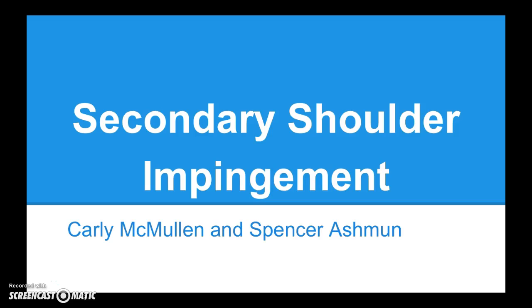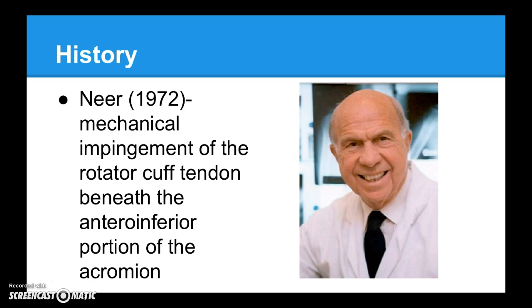The following presentation discusses the causes, presentation, diagnosis, and treatment of secondary shoulder impingement. Shoulder impingement was first described by Dr. Charles Neer in 1972. He described it as mechanical impingement of the rotator cuff tendons beneath the antero-inferior portion of the acromion. This definition has since expanded to encompass all structures associated with the subacromial space.